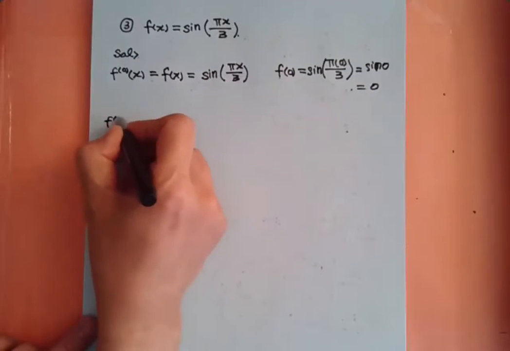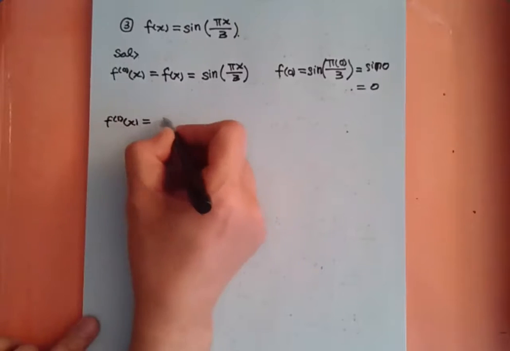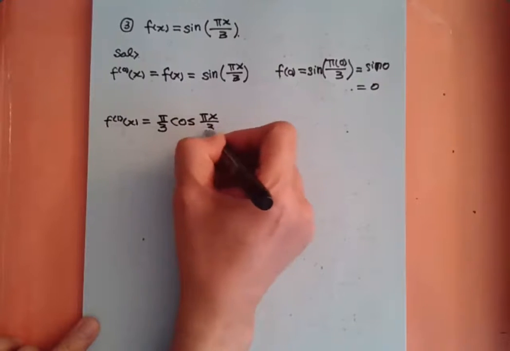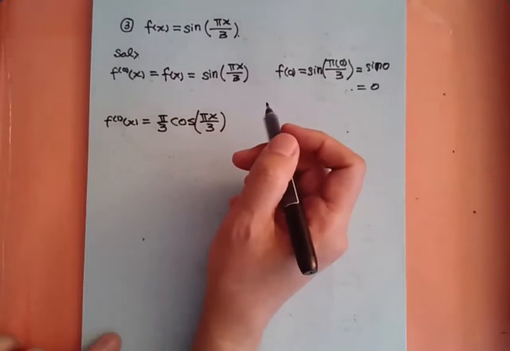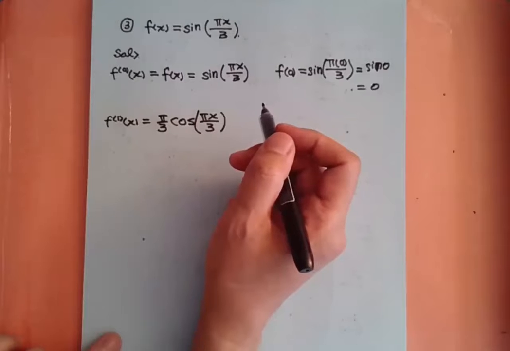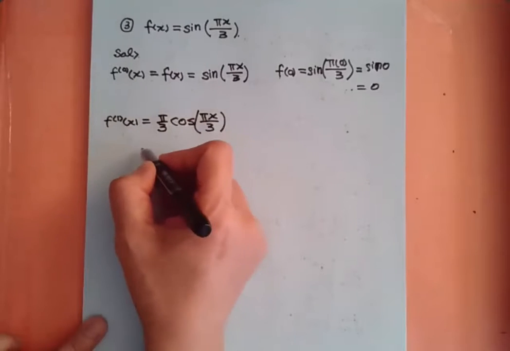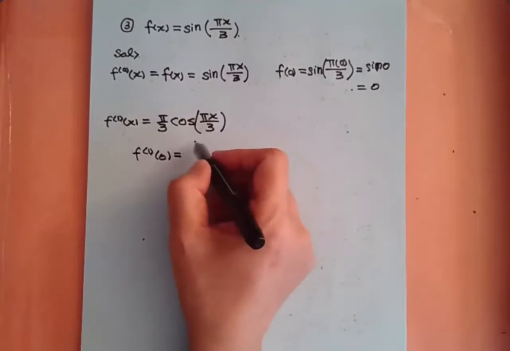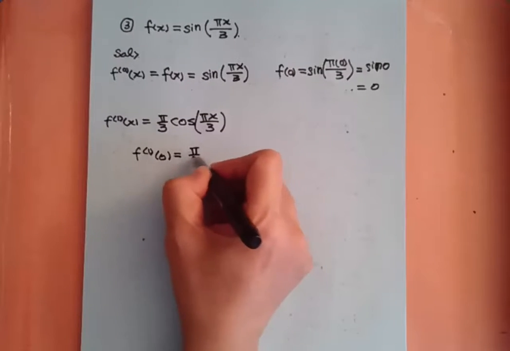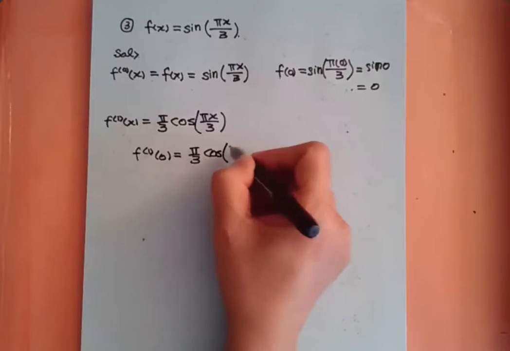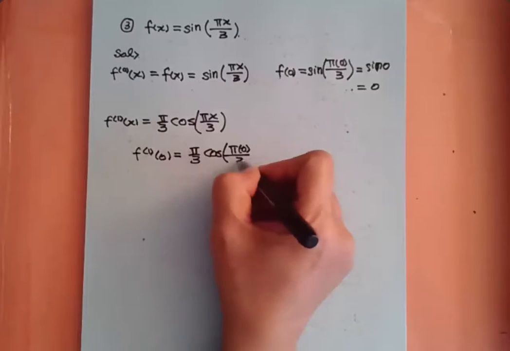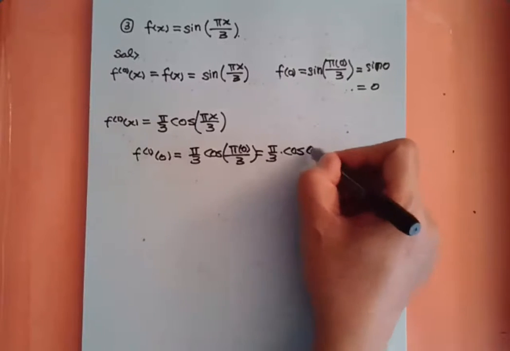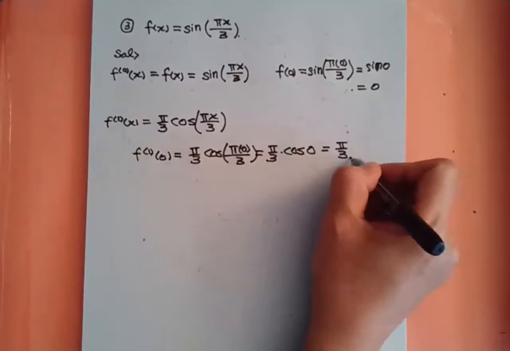And then the first derivative of f is pi over 3 times cosine of pi x over 3. So the first derivative of f at 0 is pi over 3 times cosine of pi times 0 over 3, which equals pi over 3 times cosine of 0, which equals pi over 3.